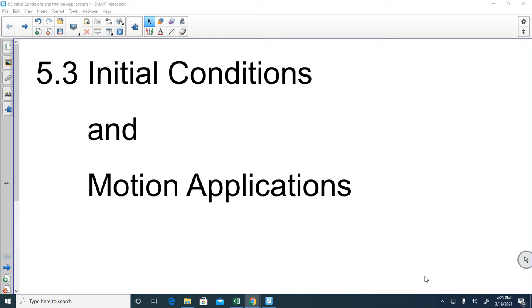Hello, everybody. Welcome back. Today we are going to be talking about how to use initial conditions to figure out what that plus c, or what that constant, is whenever we take indefinite integrals. And then we'll also do some motion applications where we do some position, velocity, and acceleration applications.